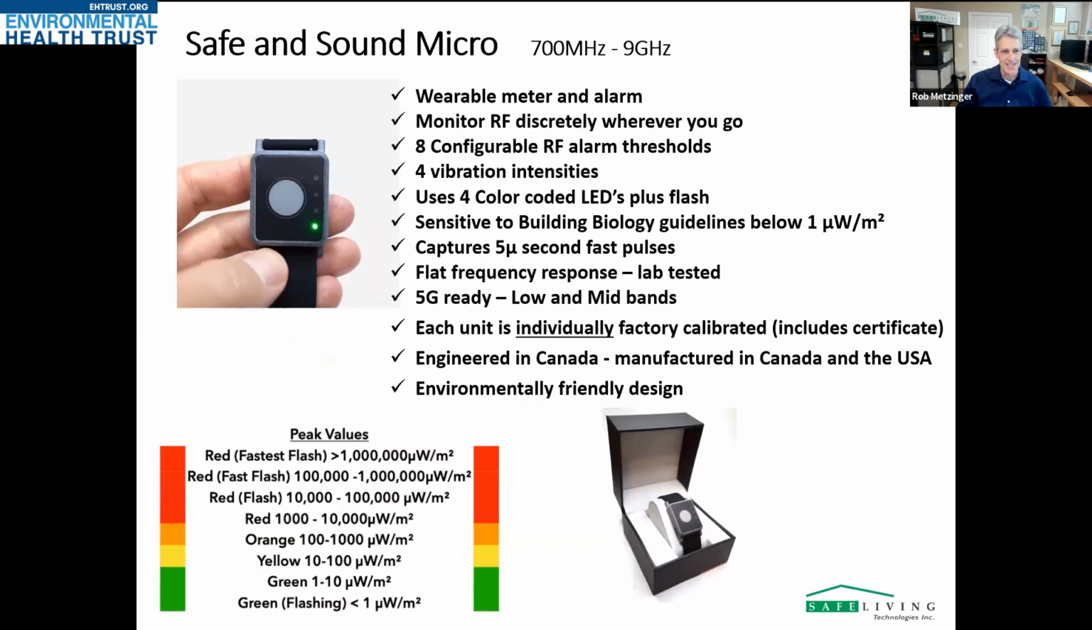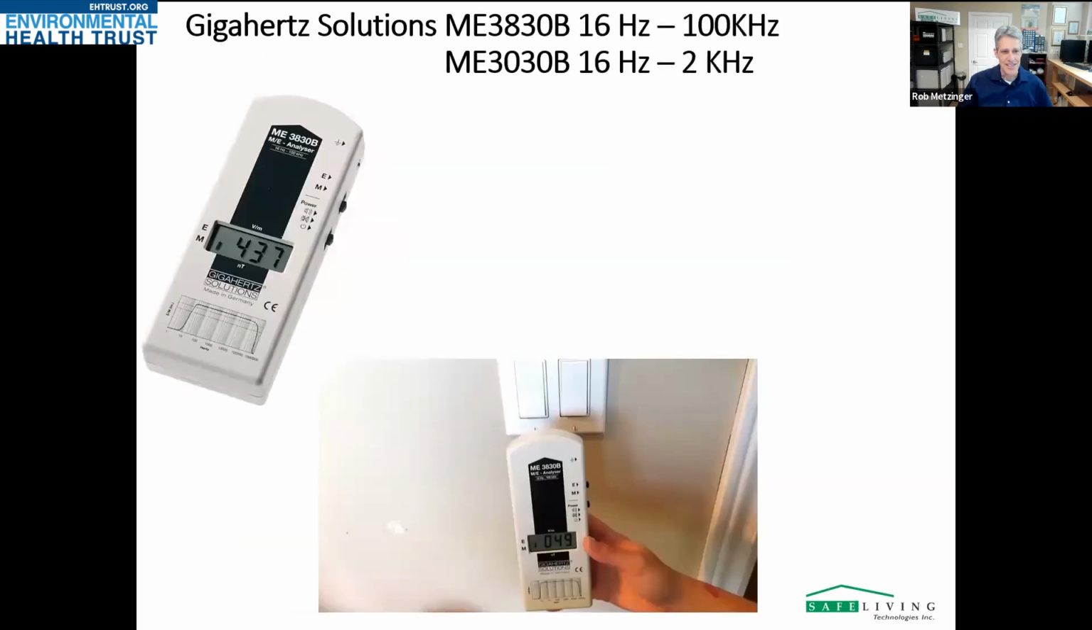Okay, so that ends the RF section. If we take a look at the EMF section, electric and magnetic fields, we've got Gigahertz Solutions meters, and this is called the ME3830B. There's also a ME3030B, and they measure electric and magnetic fields, which are caused by anything that uses power: electrical wiring, overhead power lines, things like that.